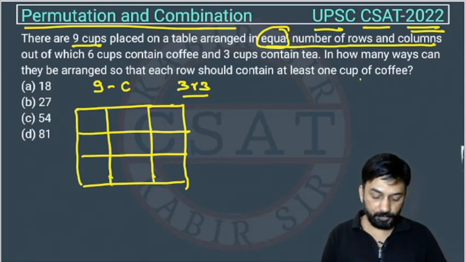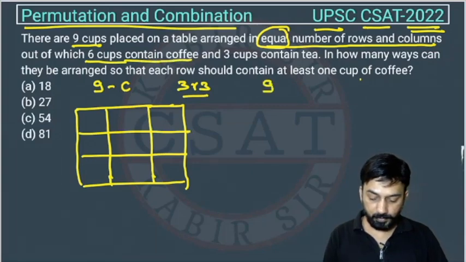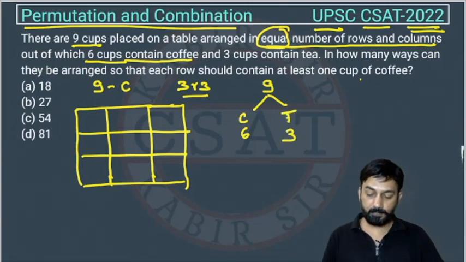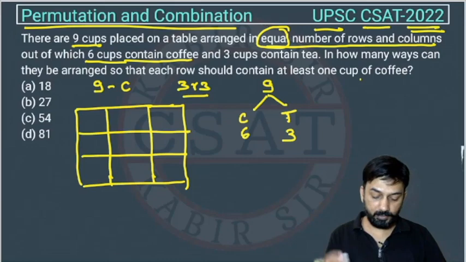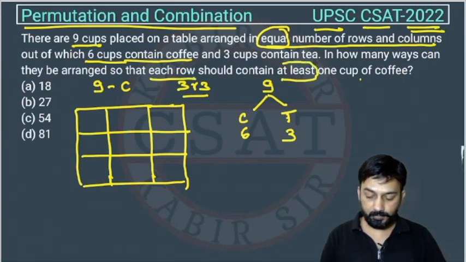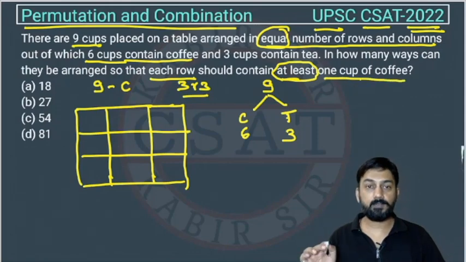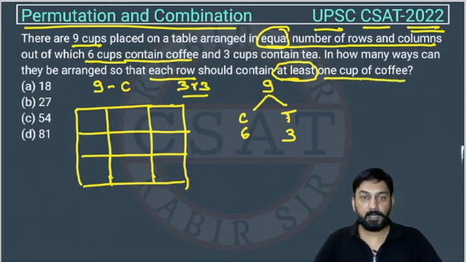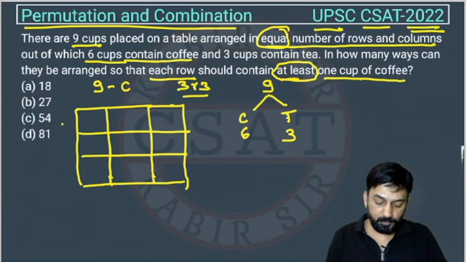Now, out of which 6 cups contain coffee. So out of these 9 cups, 6 cups contain coffee, and 3 cups contain tea, right? In how many ways can they be arranged so that each row should contain at least 1 cup of coffee, right? So we have to arrange in a pattern where this is a row and these are columns.